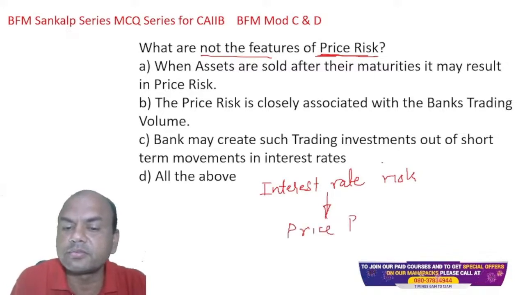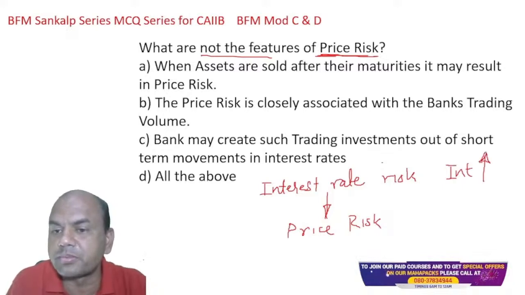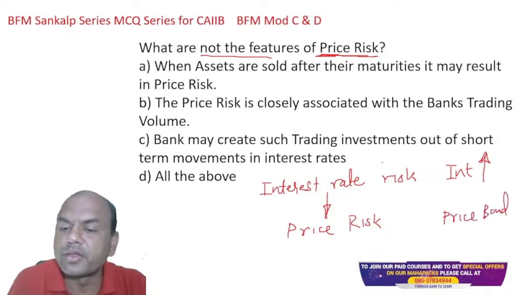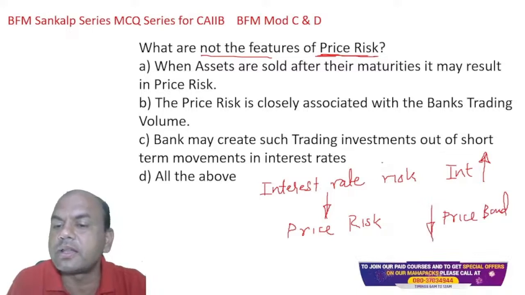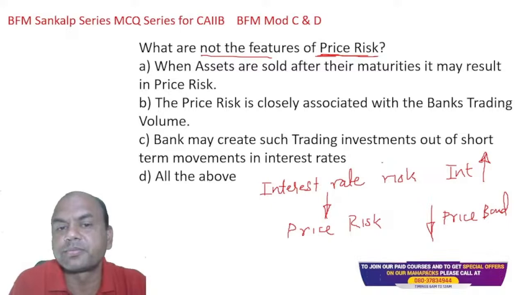Because the logic over here is, if the interest rate goes up, the repo rate, let's say, goes up, the price of the bond will go down. The price of the bond always goes down. So that's why they go hand in hand. Interest up, price down. Interest down, price up. So which of the following is not the feature of the price risk?